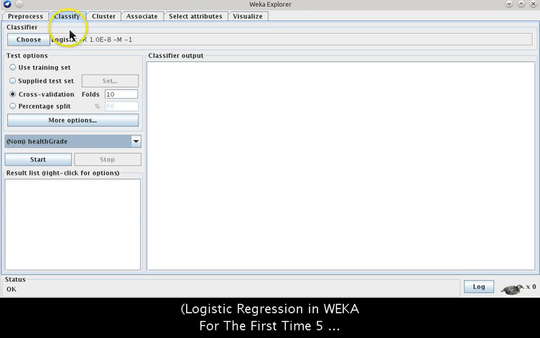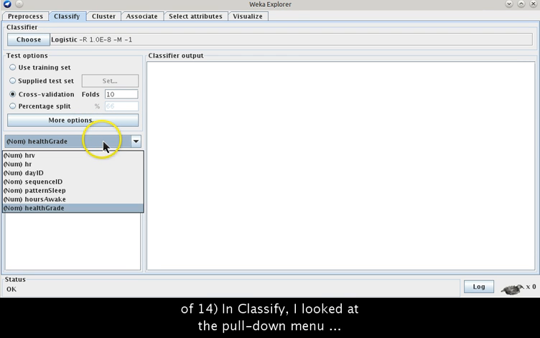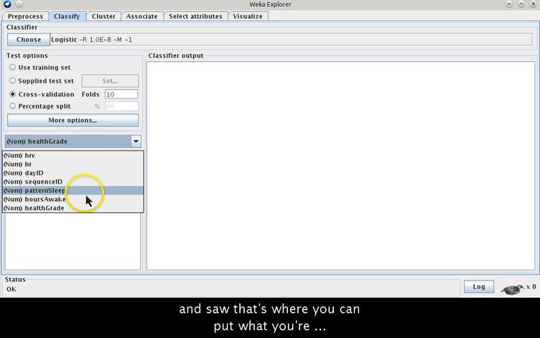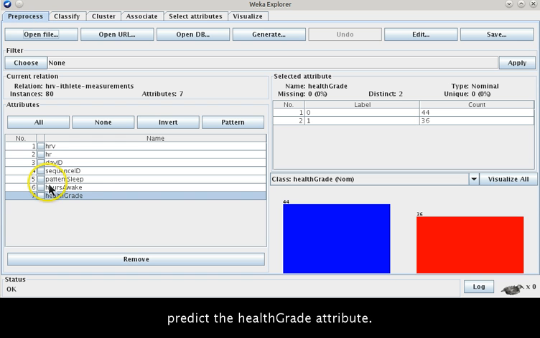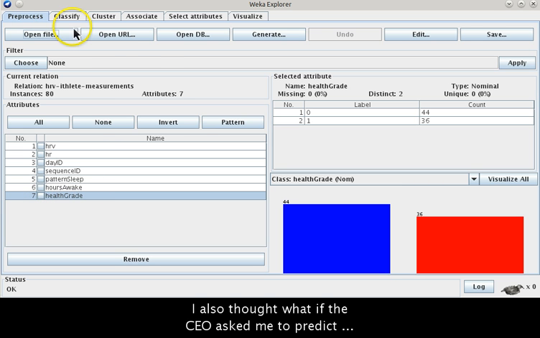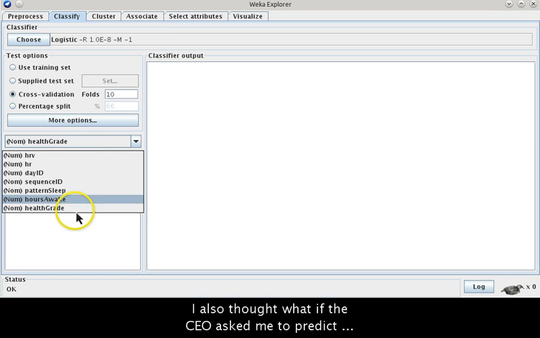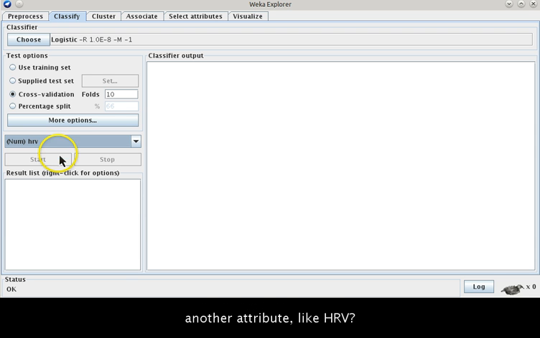In Classify, I looked at the pull-down menu and saw that's where you can put what you're predicting. The CEO asked me to predict the health grade attribute. I also thought, what if the CEO asked me to predict another attribute, like heart rate variability?